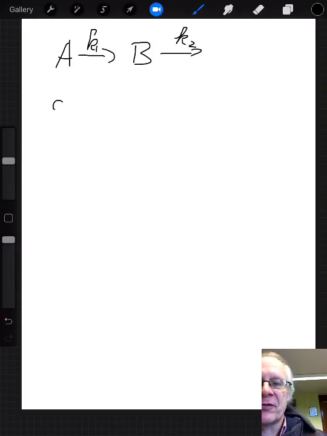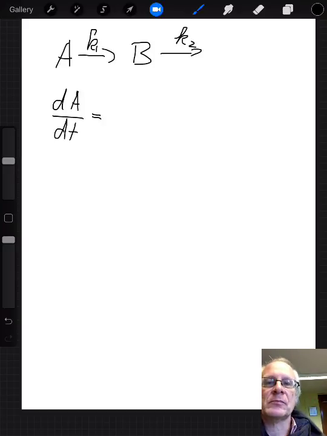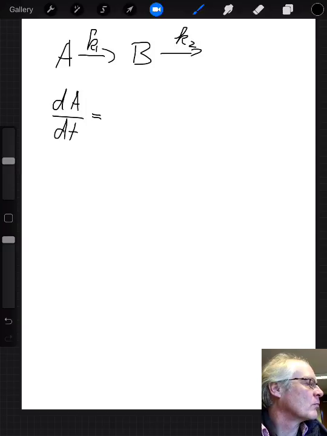So we have dA over dt equals, what do I write? Plus or minus?